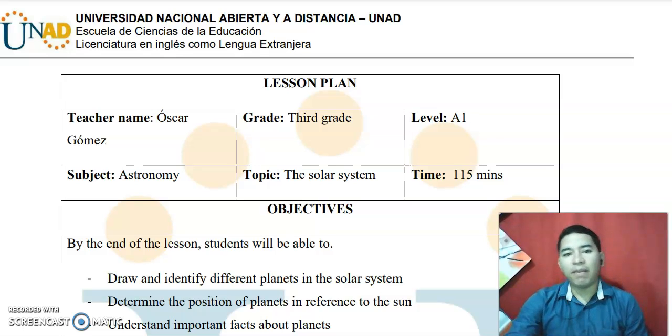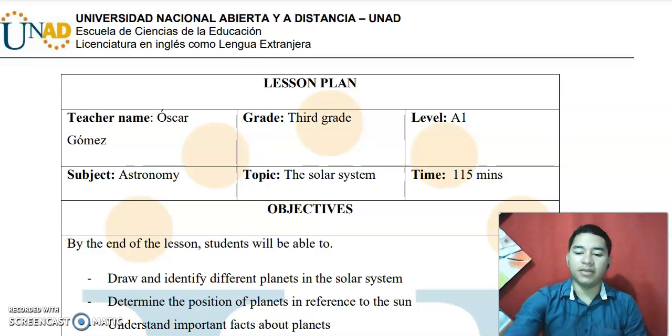So this lesson plan is oriented to third graders. These graders have A1 English level according to the Common European Framework. And let's get started with the objectives.